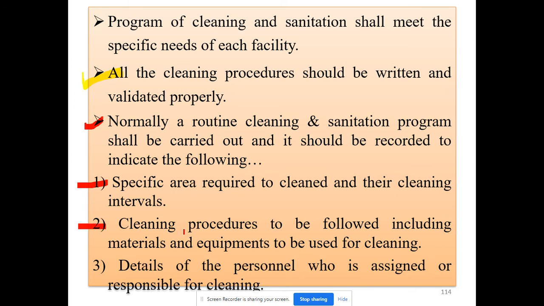Second, cleaning procedures to be followed, including materials and equipment to be used for the cleaning. However, cleaning procedures should be carried out with the help of all the required materials, with the help of all the different types of detergents or disinfectants which are necessary for the cleaning of our working facility, for the sanitization of our working facility.